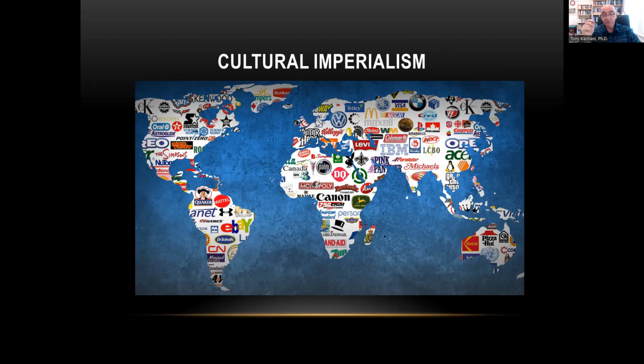The influence of major digital platforms and social media, often headquartered in economically powerful nations such as the United States, has implications for cultural imperialism. These platforms shape online content distribution, potentially amplifying dominant cultural narratives.